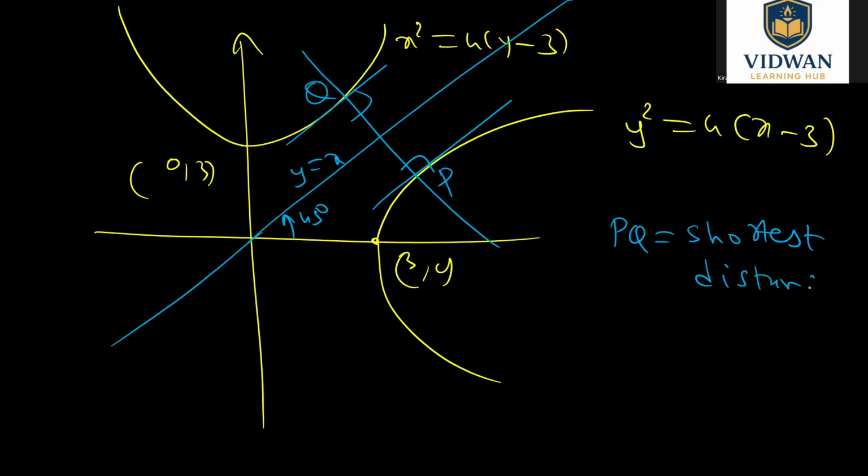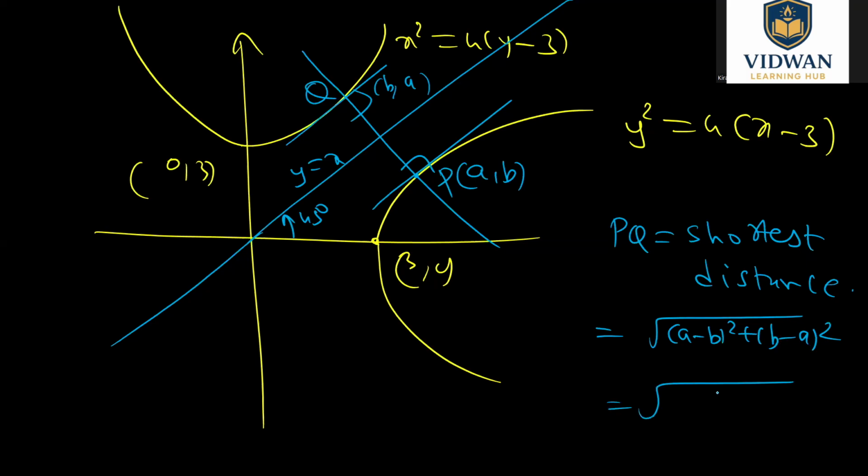And if you have to find the shortest distance between the curves, first you can assume some coordinates for this point, some a comma b. And clearly you see there is symmetry about y equal to x, means if we reflect AB about y equal to x, you will get b comma a. So by distance formula, this is root of a minus b whole square plus b minus a whole square. And because square is there, you can write 2 times a minus b whole square only. Because when you square, whether it is b minus a whole square or a minus b whole square, it is the same. So root 2 times mod of b minus a is the shortest distance.